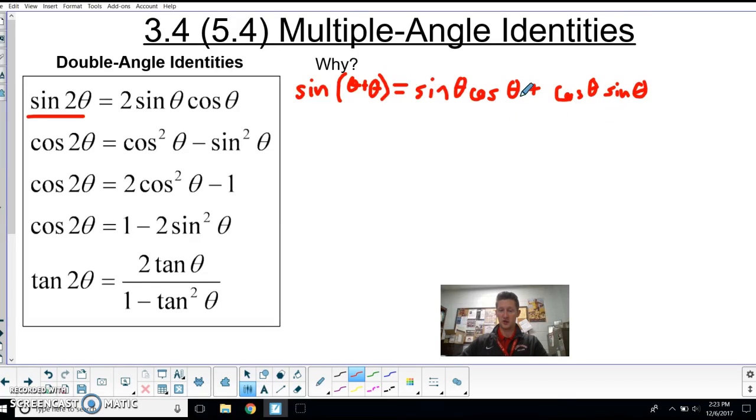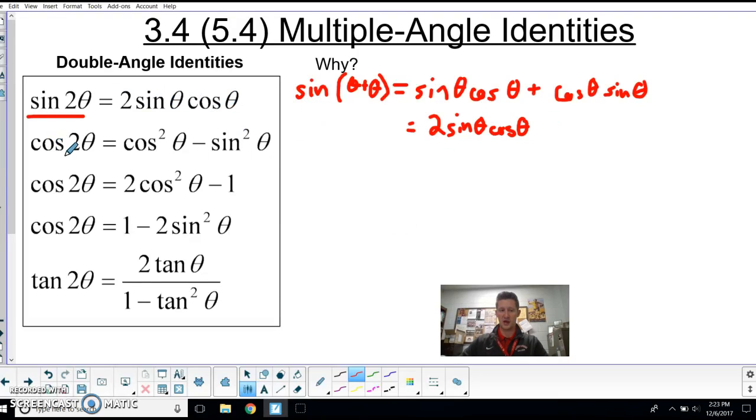So if I consider these to be like terms, which they are, because it's just a product and I'm moving those things around, well, that means that sine of 2 theta is equal to 2 of these sine theta cosine theta expressions. Okay? So there would be the double angle identity for sine.